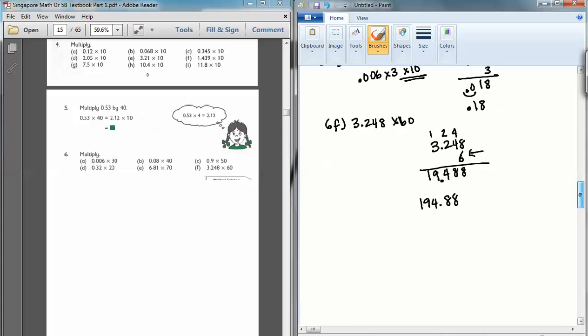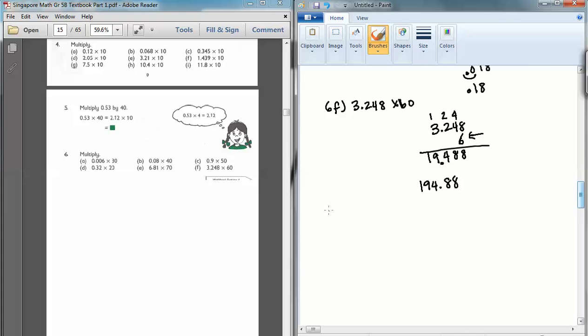I'll tell you what, I'm going to do one more, 6E, because that one looks a little bit funky too. 6.81 times 70. I think I'm going to switch it up a little bit. Instead of multiplying by the 7 and then multiplying by 10, I'm going to multiply by the 10 first. So that would be really 68.1 times 70, or times just regular 7.